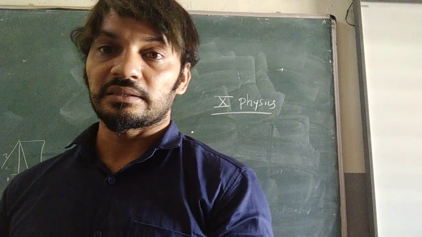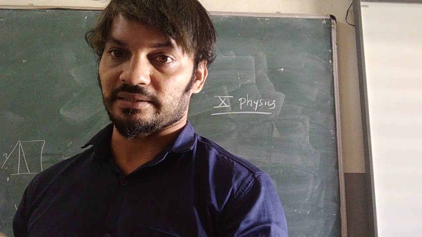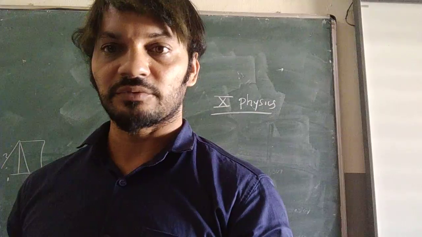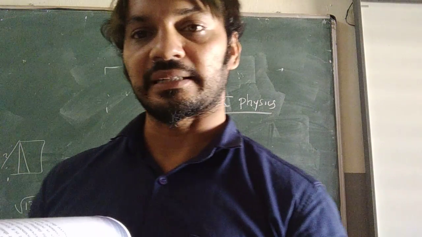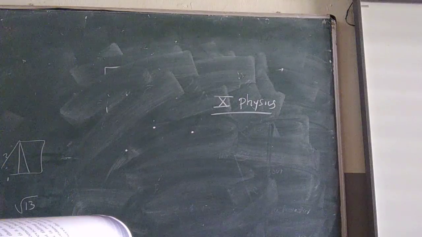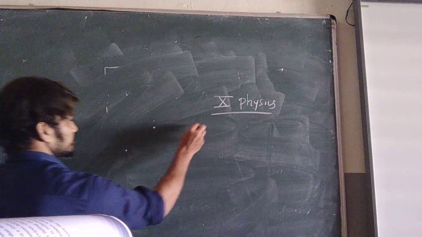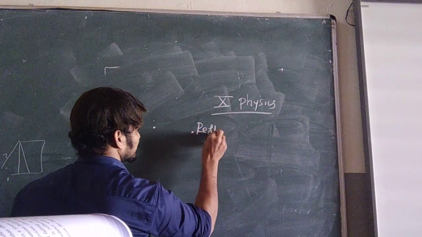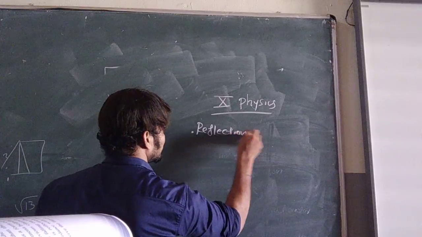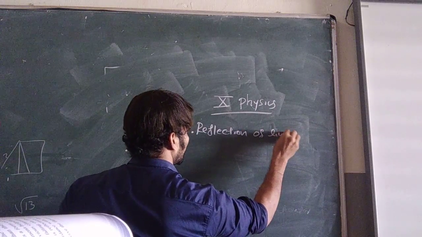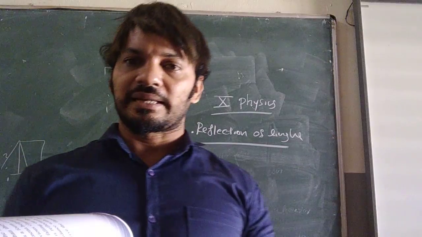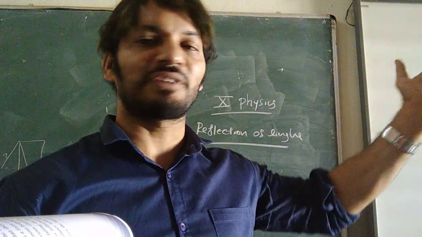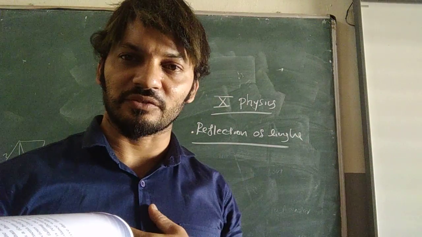Okay. Next is the fourth chapter. Which chapter? Chapter number 4, Reflection of light. Light is reflecting, and that is known as reflection of light.